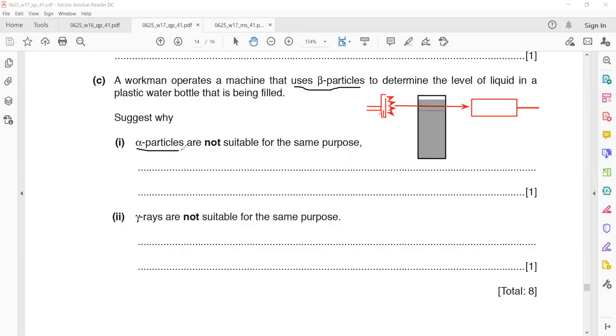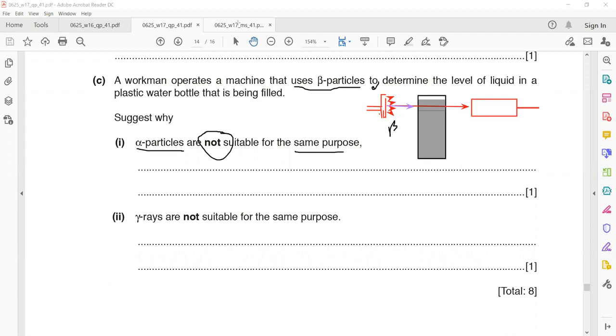The question suggests why alpha particles are not suitable for the same purpose. Why are we using beta? Why not alpha? Alpha particles will be blocked, because they are not able to even pass through paper. How would they pass through this bottle and then the liquid? So whether there is liquid or no liquid, the alpha particles will not give any counts, there will be no counts due to alpha.